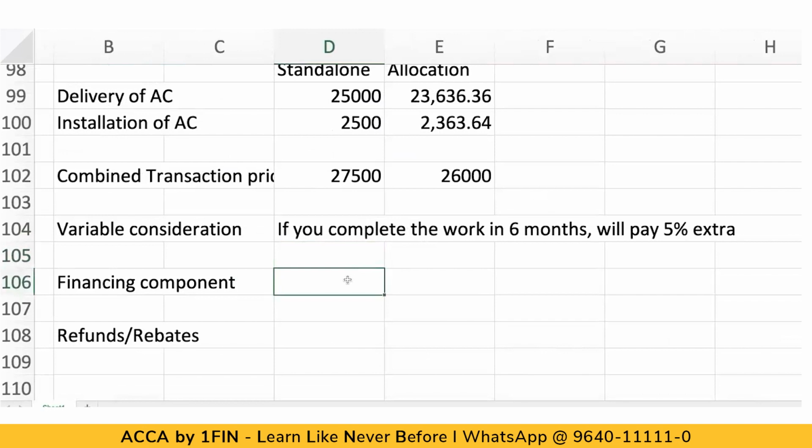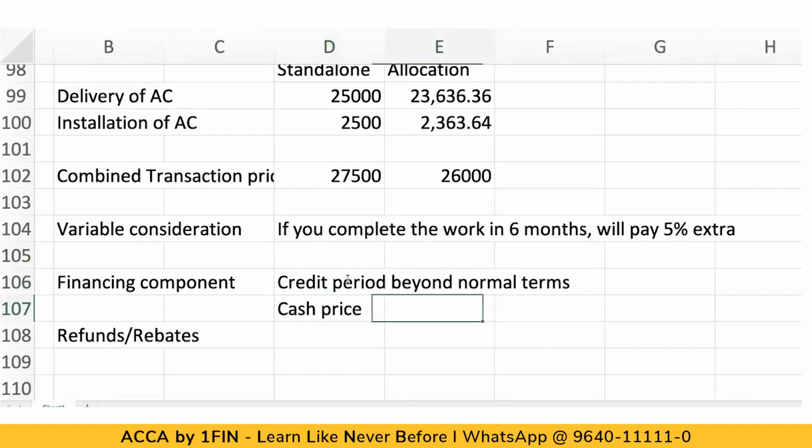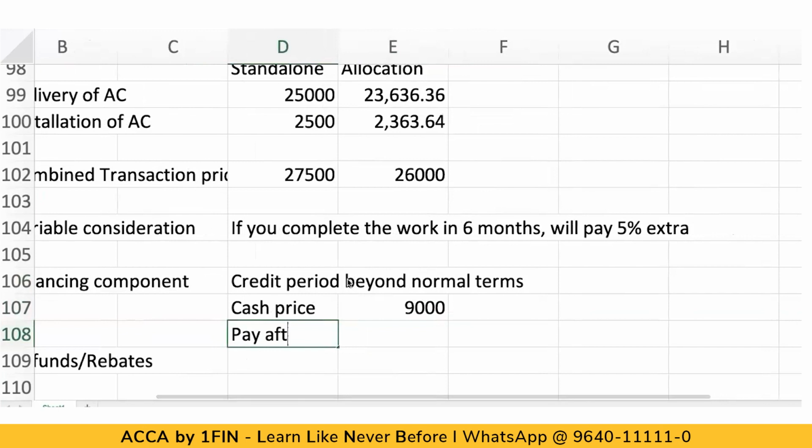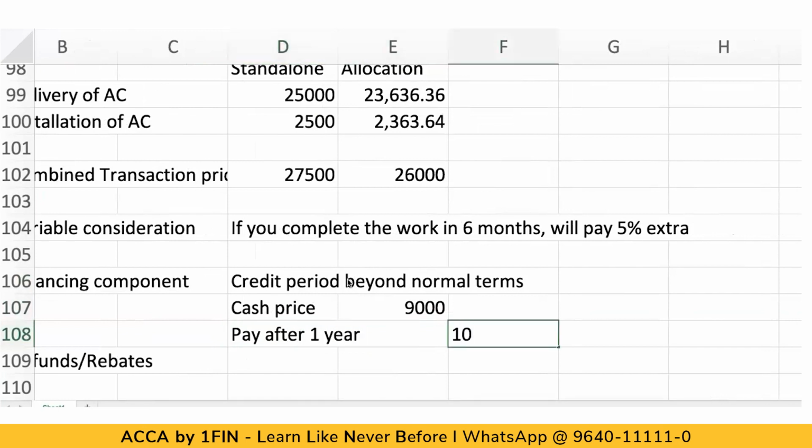What is this financing component? Generally, it is a credit period beyond normal terms. Okay, credit period beyond normal terms. For example, the cash price is 9,000. If you pay after 1 year, the price is 10,000. Today, if you buy, you can buy at 9,000. But if you say, I need a 1 year credit period, the entity charges 10,000.